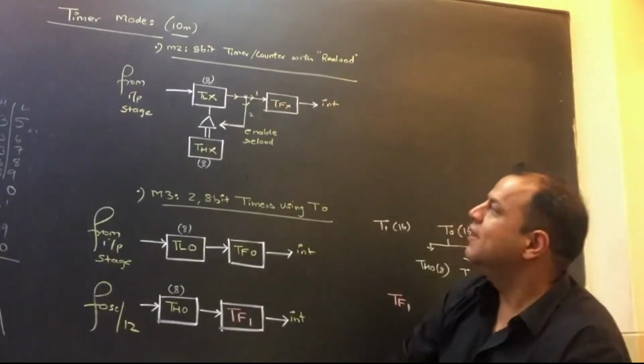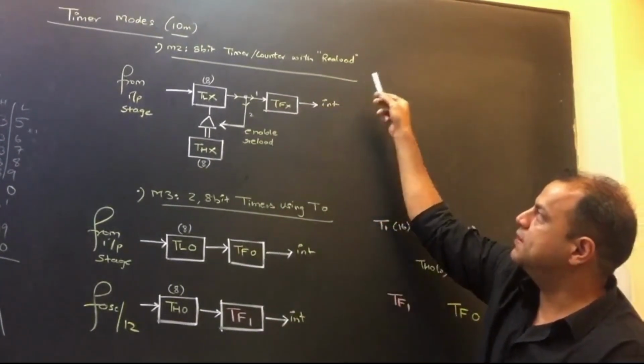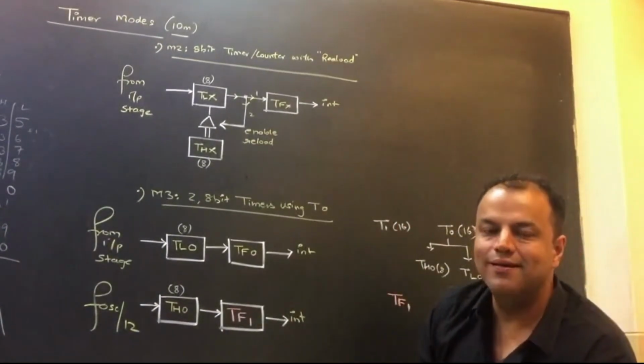Now, we start with mode 2. The name of mode 2 is 8-bit timer counter with reload.